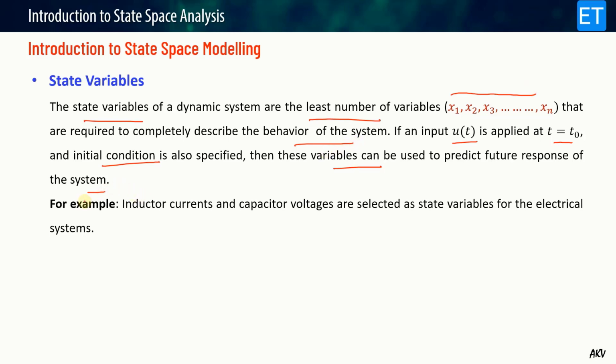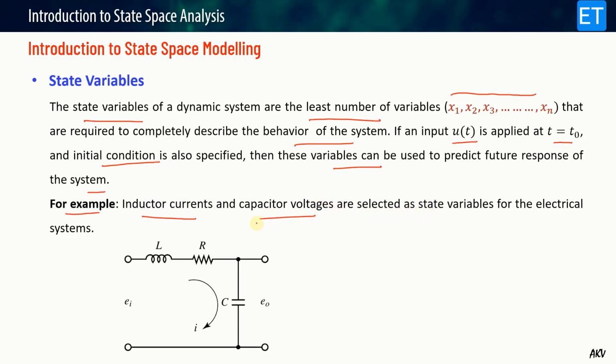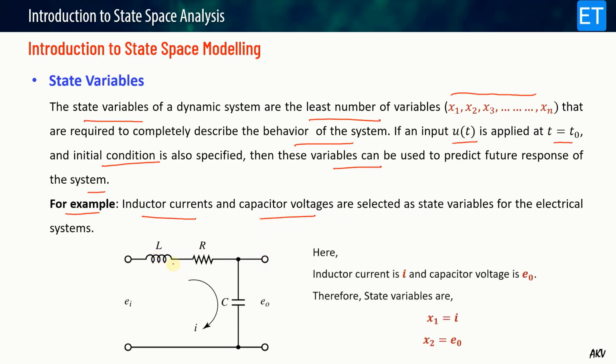So now consider one example of an electrical system. For an electrical system, a simple rule is that we consider the inductor currents and the capacitor voltages as the state variables. So consider this simple series RLC electrical system where we will consider the inductor current and the capacitor voltage as state variables, and these are sufficient to describe this electrical system completely. Here I is your inductor current. So one state variable, let's say x1, is equal to the inductor current, and the second state variable x2 is equivalent to the capacitor voltage, that is E naught. So only these two state variables are sufficient to describe this system's behavior.